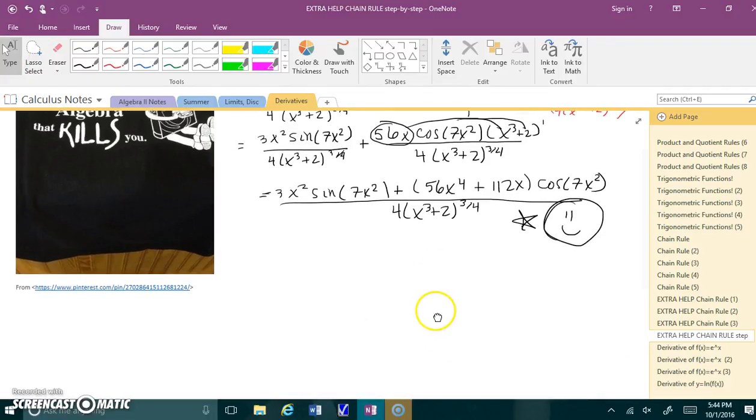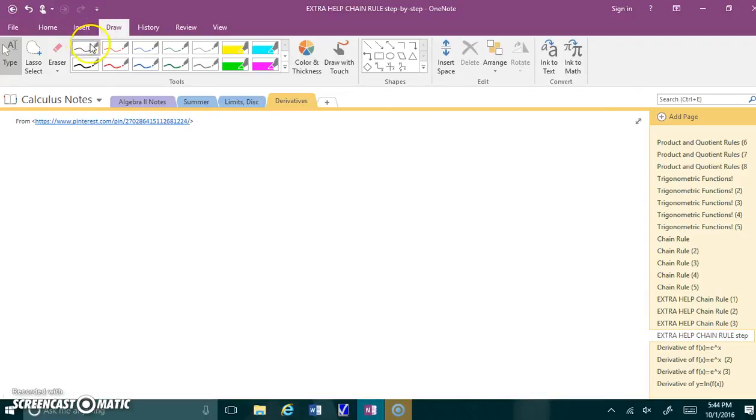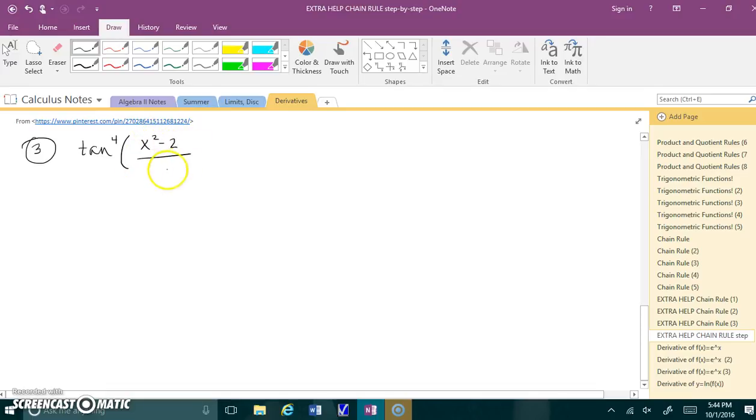So I'm going to do one more with you here. Make sure you copied that down all the way; you can zoom or go back if you forgot to copy a step down. So now we're going to do example number 3. Let's get some more trig action here: tangent to the fourth of x squared minus 2, all over 5x cubed.